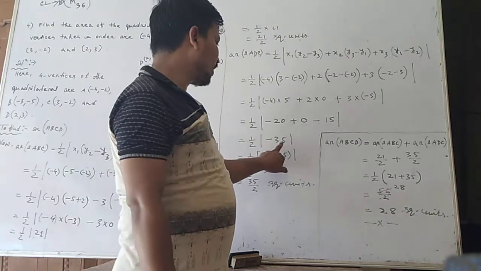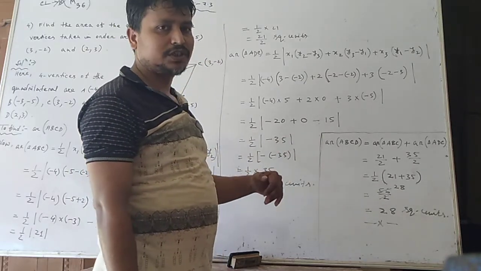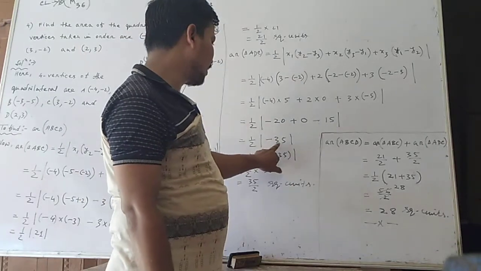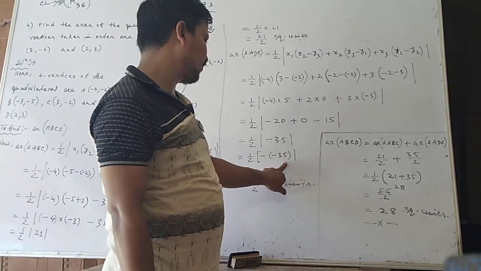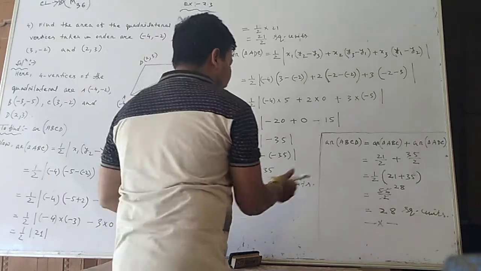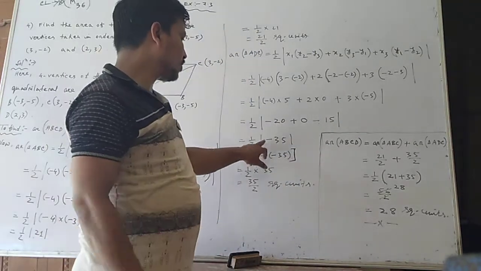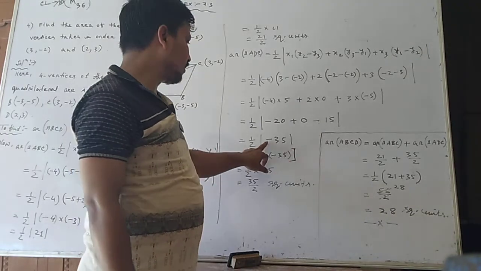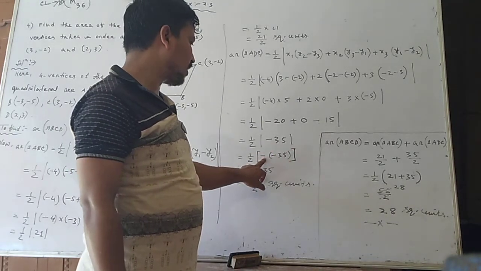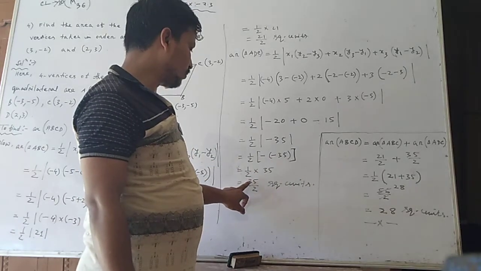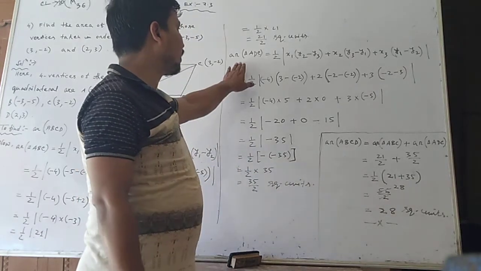So the modulus of -35 is written as positive. The modulus of a negative number is written as a positive number. So how are we getting -35? Here this one is a bracket, this one is a bracket, this one is not a modulus. When you remove the modulus, it should be -35, and minus and minus gives plus 35 by 2. So we get the area of triangle ADC as 35 by 2.